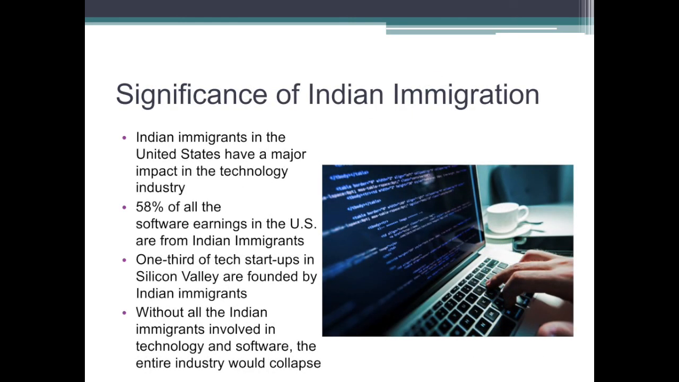Indian immigrants contribute greatly to the software and technology industry. About 58% of all software earnings in the United States are from the work of Indian immigrants. Indian immigrants represent about 1% of the overall United States population, yet 1/3 of the tech startups in Silicon Valley are founded by Indians. The work of Indian immigrants has become indispensable in the technology and software sector. If all Indian immigrants were to leave their jobs, the entire industry would collapse due to the dependence on Indian labor.